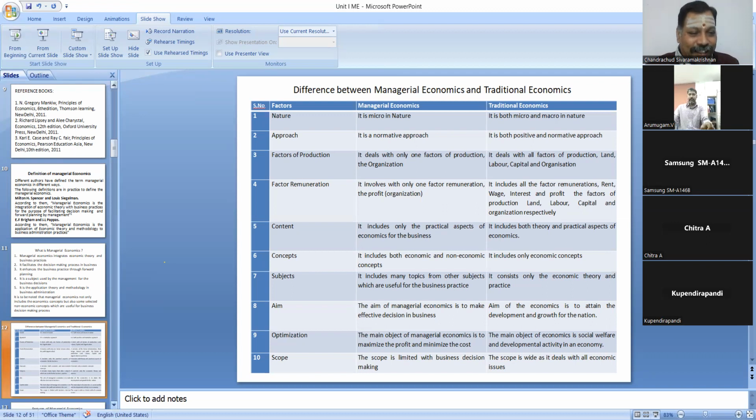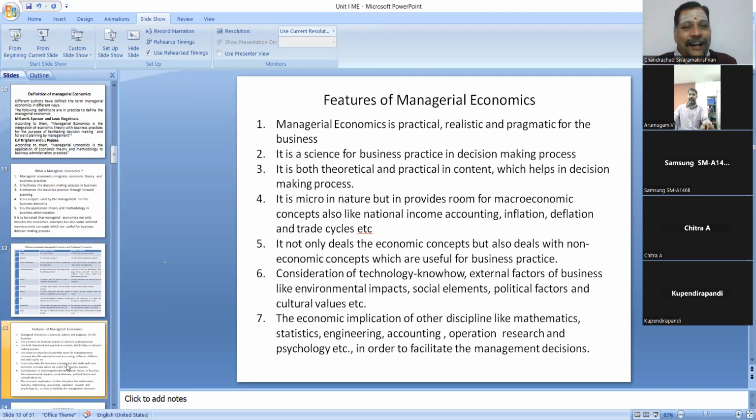Let's move to the next slide. Why I'm giving this particular slide is: what are the features of managerial economics? Normally, in books, it will not be there. For better understanding only, I have given this. Once you know the characteristics of managerial economics, then it is easy to study this subject. So I have given a list of features.